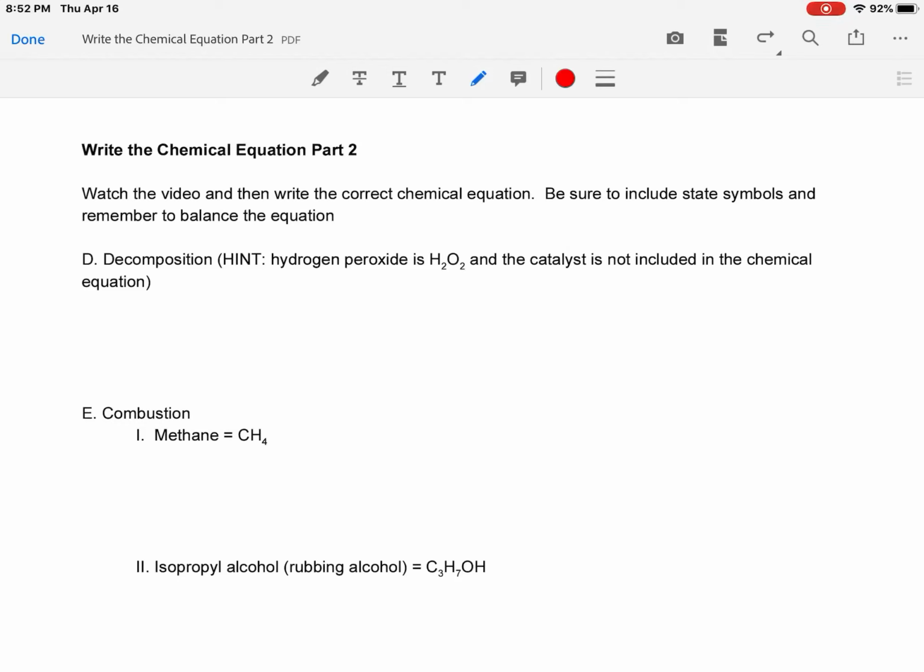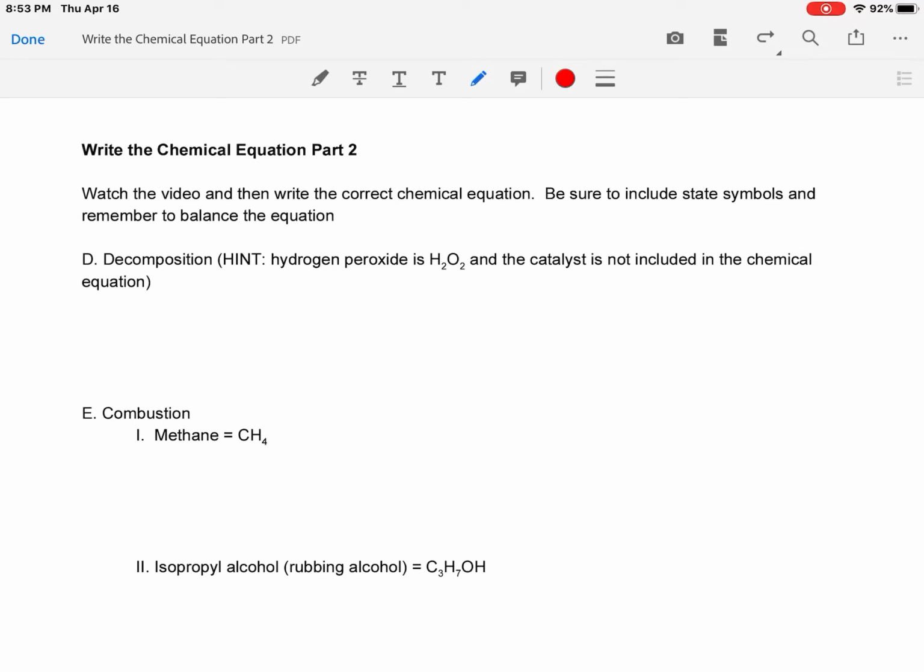All right, this is part 2 of Write the Chemical Equation from the next set of videos. Again, you might want to go back and look at those videos again just to refresh your memory as to what that looked like, although I'll be describing it here as we go through this. The first one here is decomposition.